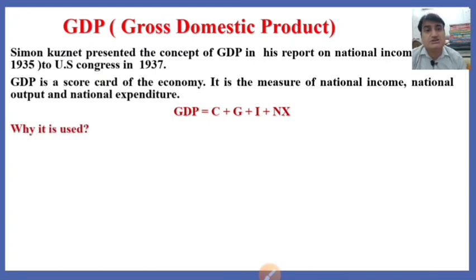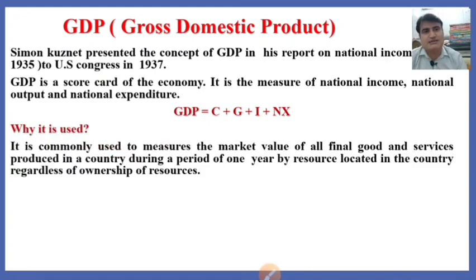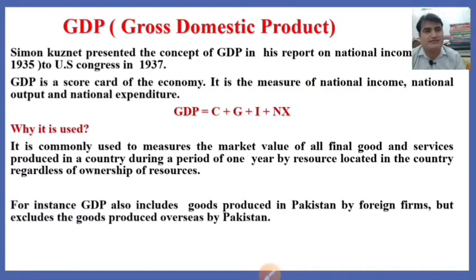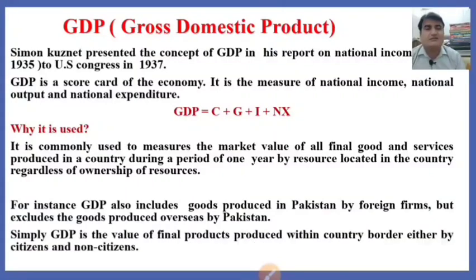Why do we use the GDP? The GDP is commonly used to measure the market value of final goods and services produced in a country during a period of 1 year by resources located in the country, regardless of the ownership of resources. The GDP includes the goods produced in Pakistan by foreign firms, but excludes the goods produced overseas or abroad by Pakistan. Simply, GDP is the value of final product or finished goods which are ready for sale, produced within a country's border either by citizens or non-citizens.